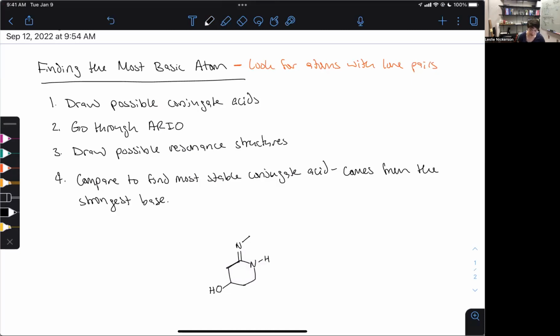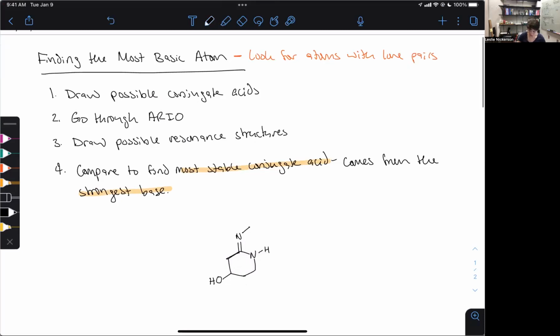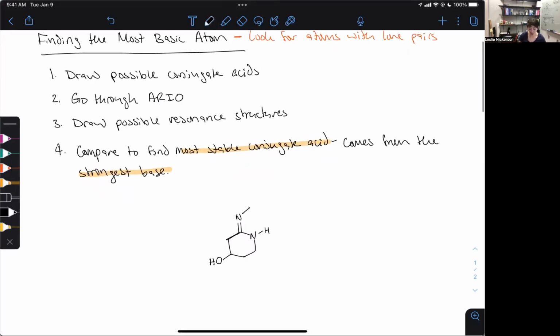So just like with the acids, we're going to draw out the conjugate acid of our base to determine which one is going to be the more stable conjugate acid. Because again, the more stable conjugate acid is going to come from the stronger base. So in acid world, the more stable conjugate base comes from the more acidic acid, and the more stable conjugate acid comes from the strongest base. Hopefully I don't get all those mixed up.